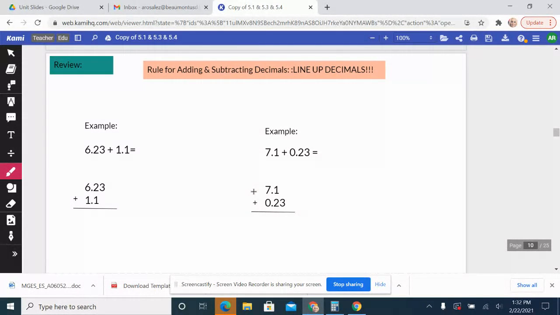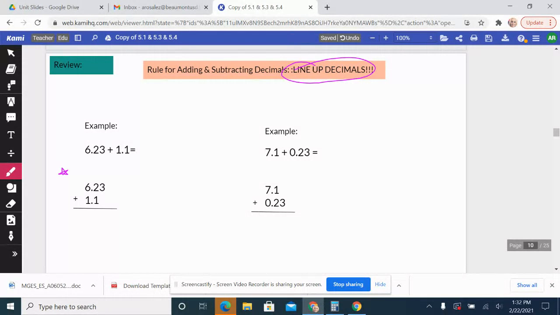Okay, so remember your rule. Now, this is not in the book. This is just me doing a quick review. So remember that you have to line up the decimals. That is key. Right? So if I have this example and it is horizontal, you always want to make it look like what you see right here. You always want to make it vertical.